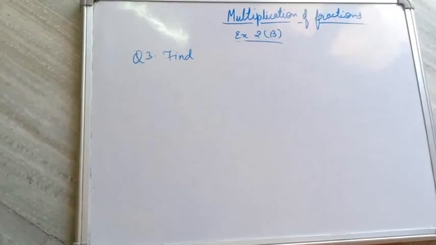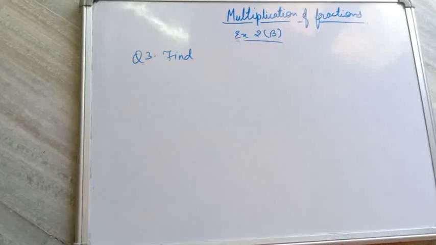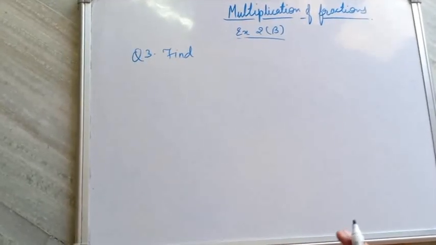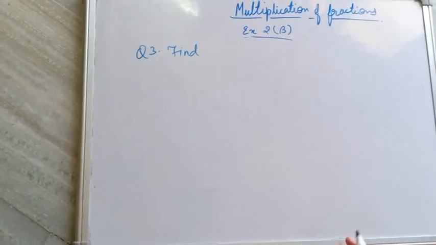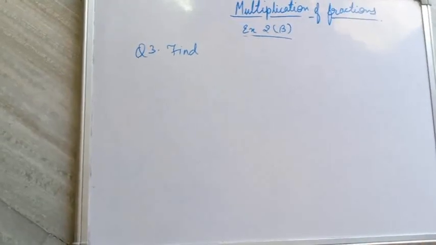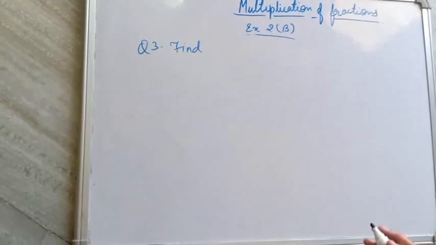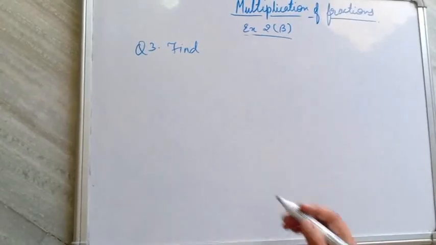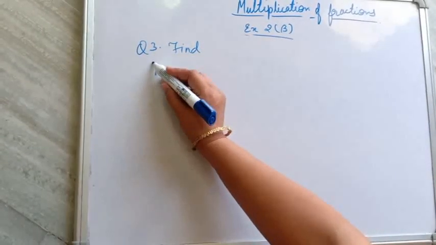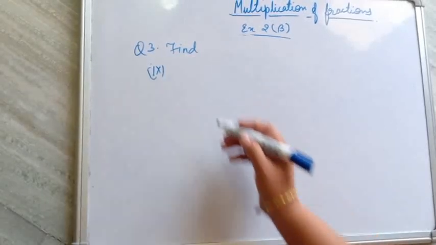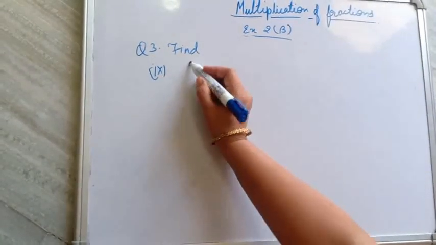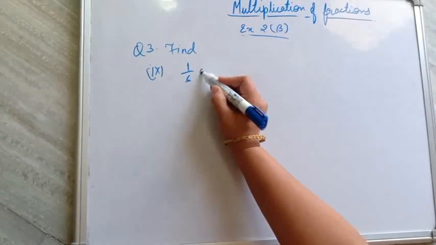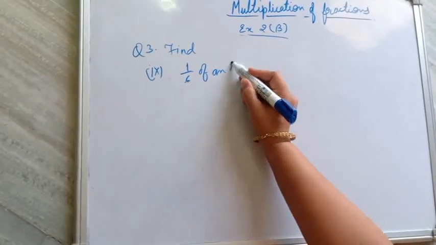Question number 3 is find. As we know that in this exercise we have to multiply. Find 1 by 6 of an hour. An hour means 60 minutes. So let us start with question number 9 of this question. 1 by 6 of an hour.